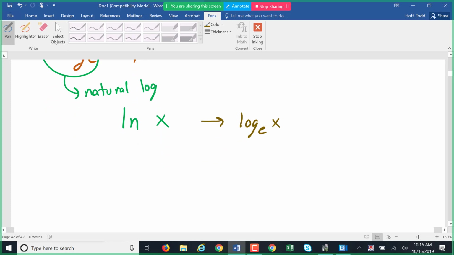ln technically stands for log-based natural constant. That's where ln comes into it instead of nl.